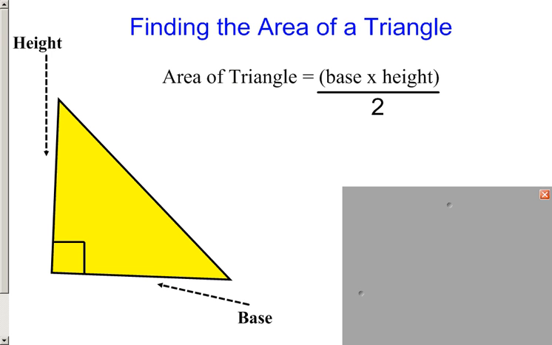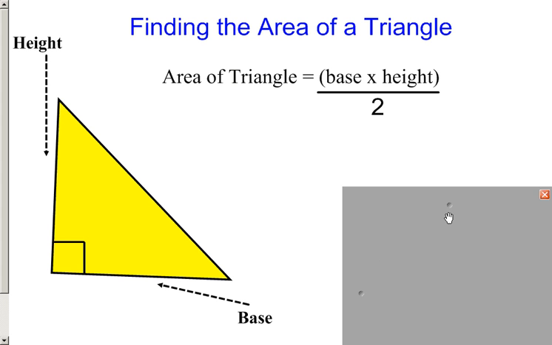So there are a couple of things that you need to understand. You need to first understand the different parts of a triangle, the base and the height, so that you can correctly plug in the values for the formula. And I think it's also important to find out why the area of a triangle is half the base times the height, or base times height divided by 2.